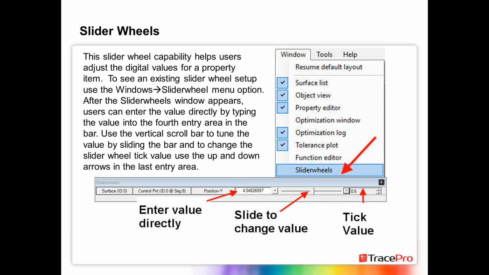And to change that value digitally, you can slide the slider bar to the left and right. And how much you move it, the tick, is going to say how much that's going to particularly change. In this case, the value is 0.6. So if I move the slider bar one tick to the right, the value is going to change to 4.648. If I change it in the other direction by pulling it to the left from the 4.04, it's going to be 3.4. So you can change the tick to be very small. You can change the tick value to be very large and just move these back and forth.